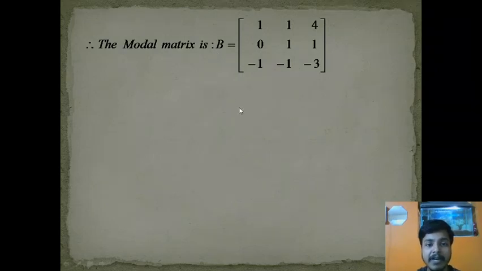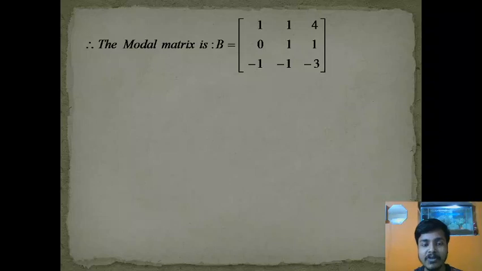Now in the second part, what we have to find out? We have to find out B inverse AB. So we have the B matrix, A is given. So what we need to find out? We need to find out B inverse. And how can one find B inverse? Yes, B inverse can be found by adjoint of B upon determinant of B.